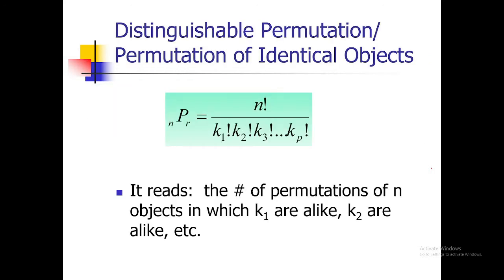So what if you have distinguishable permutation, like permutation of identical objects? You still remember this? Those letters of the word Mississippi. So the N there is the total number of letters. Then the K there is how many times the letters S, I, and P repeat. So that will be your denominator.